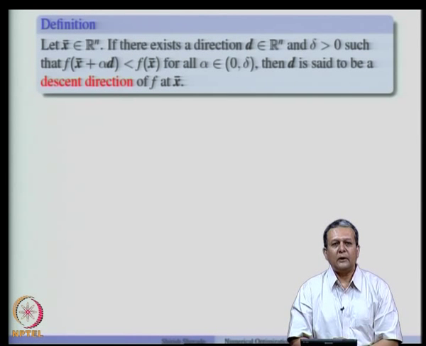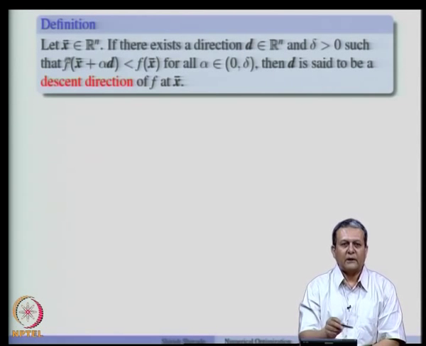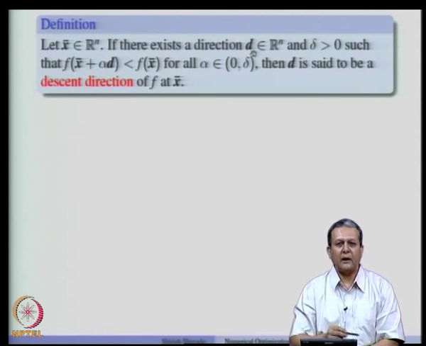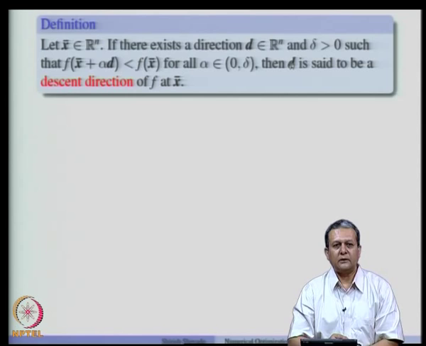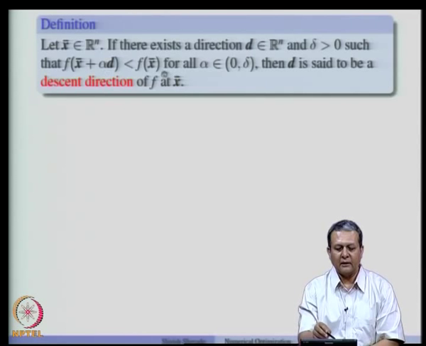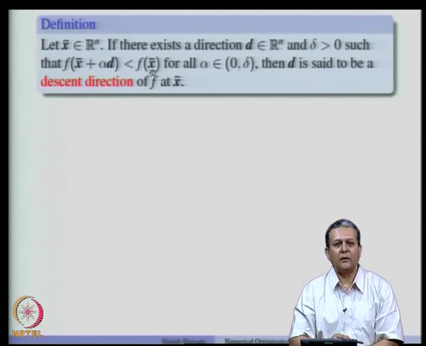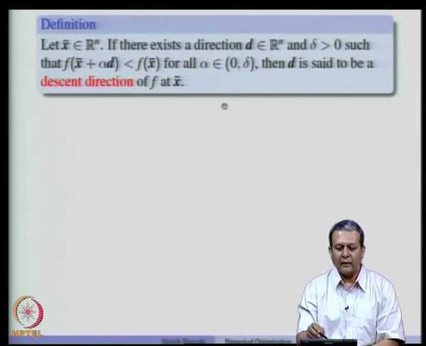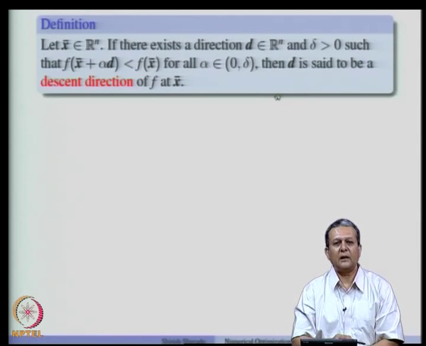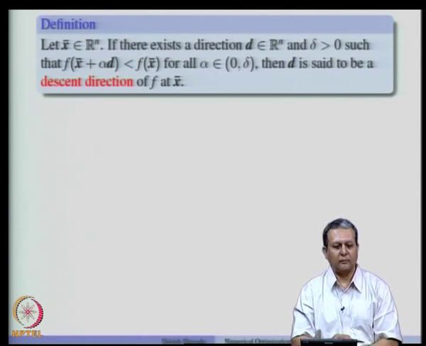So, let us define a descent direction. Let us take a point x bar in Rn. Now, if there exists a direction d in Rn and a constant delta greater than 0, such that the value of the function at x bar plus alpha d is less than the value of the function at x bar for all alpha in the range 0 to delta, then d is said to be a descent direction of f at x bar.